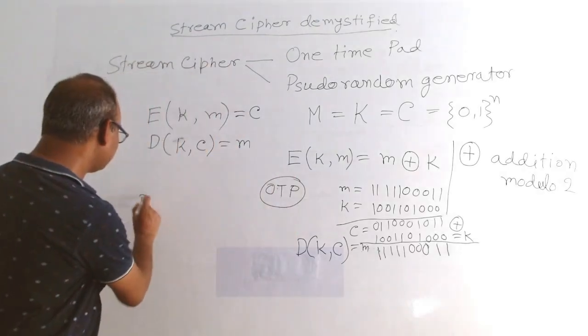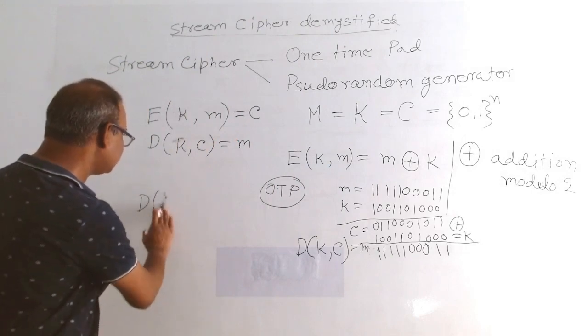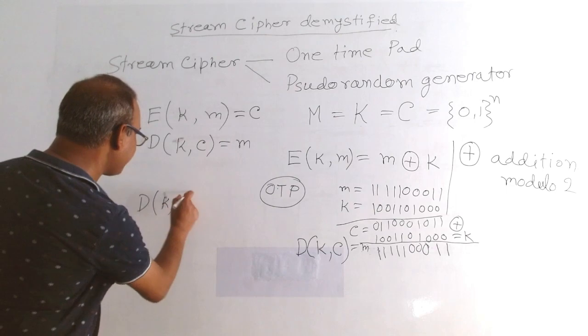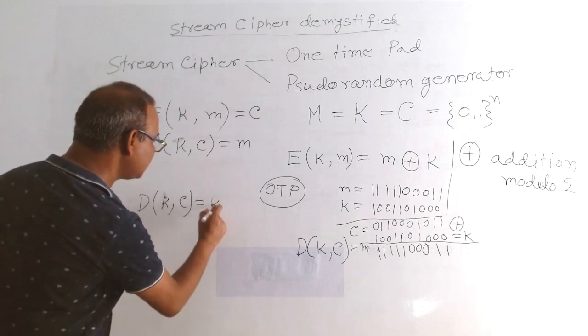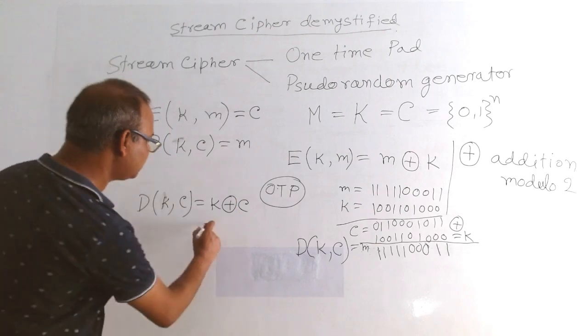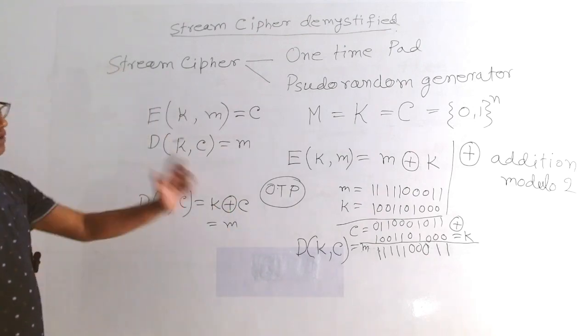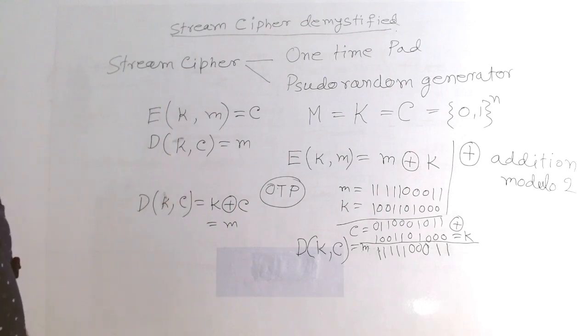the decryption algorithm for OTP is decryption of K comma C equal to K XOR C. It will return the message here. Okay, so this is our OTP, one time pad.